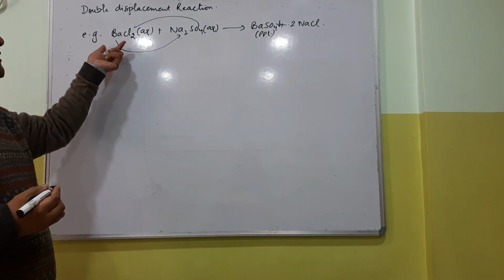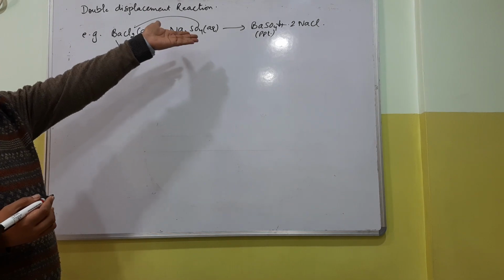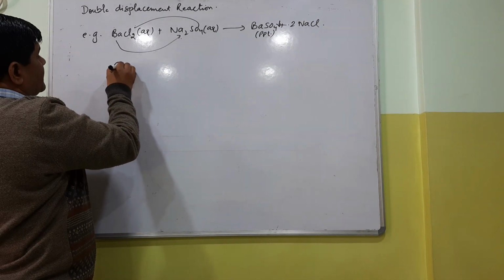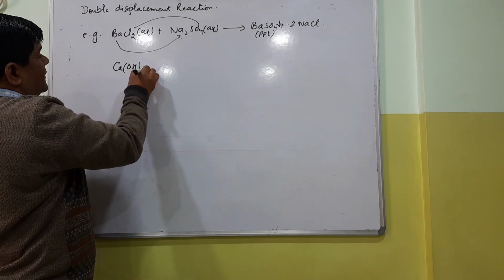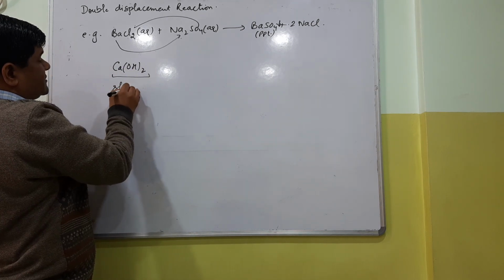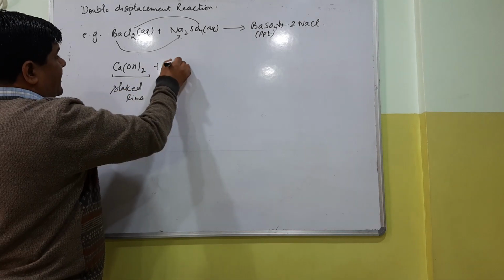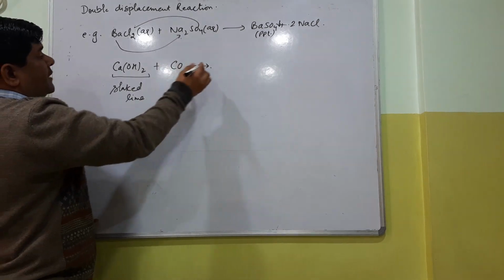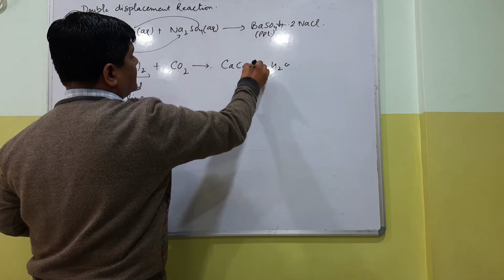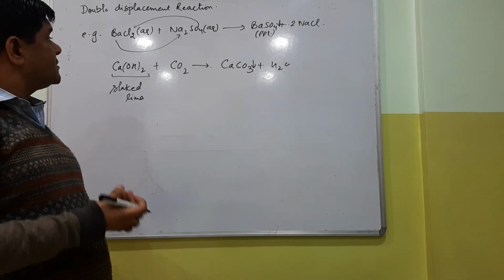So this type of reaction in which one group of atom or ion replaces another group of atom or ion, then it is called double displacement reaction. For example, when you react Ca slaked lime, this is calcium hydroxide, slaked lime. When carbon dioxide gases pass through it, it results in the formation of calcium carbonate plus water. So lime water turns milky, curdy white precipitate of limestone is formed.